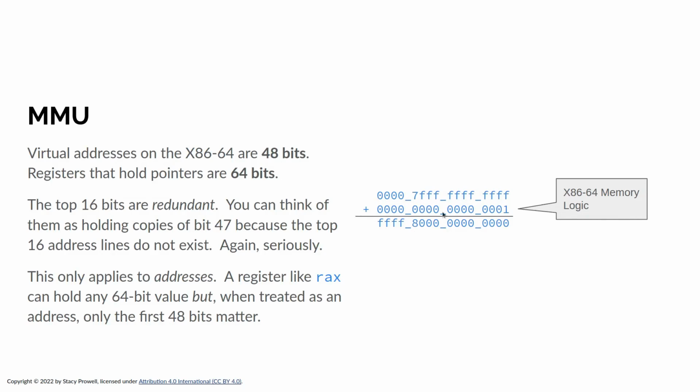Down here, we add 1 to it. Now it's a 1, and so those are all 1. And this is how internally the system reasons about addresses. The actual registers hold whatever they hold, and they can have values up in here. But when you treat them as an address, only the 48 bits here actually matter. So something to keep in mind.